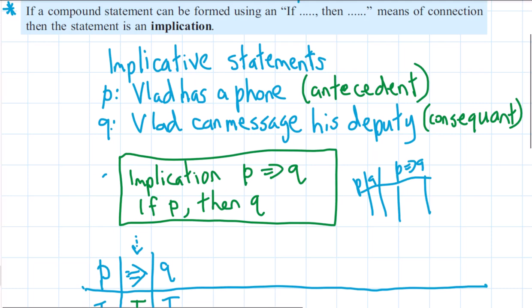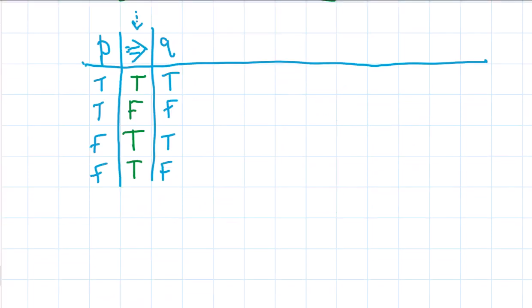Now if we use our example before, Vlad has a phone, Vlad can message his deputy, let's see if we can use that to explain to some degree this implication column. So Vlad has a phone, Vlad can message his deputy. The first one's possibly the easiest one to grasp. Remember, it is: if Vlad has a phone, then Vlad can message his deputy. So this one's saying yes, Vlad has a phone, therefore Vlad can message his deputy. That's consistent, and so we give that one the true that you see.